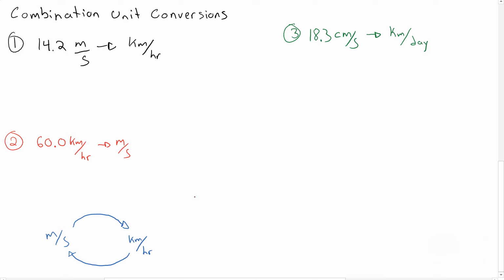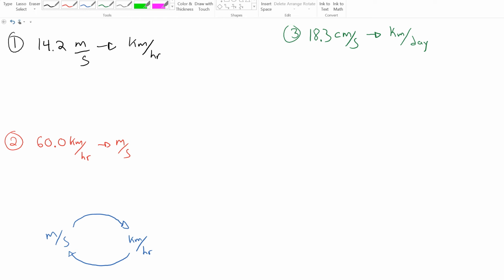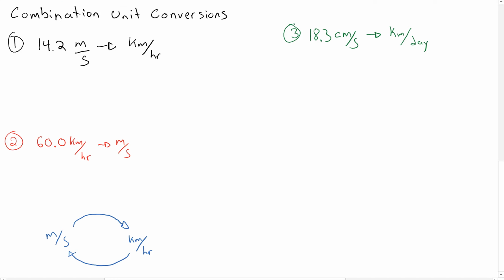Okay, so we're going to do 3 examples here. One is meters per second to kilometers per hour, and then vice versa, and then a crazy one, which is centimeters per second into kilometers per day. Now, in physics, you are going to be using this meters per second to kilometers per hour and vice versa the most often. So let's start with number 1 here.